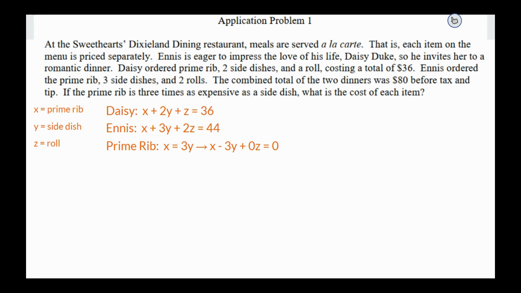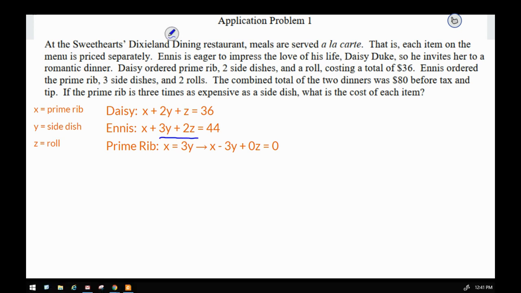That last one usually trips people up. Why does it look like that? Because the way they worded it, they said the prime rib is 3 times the cost of the side dish. So this is what they gave you, but then you want it to look like the other ones so that it isn't quite as challenging. I'm putting all the variables on one side. So if I subtract 3y, then I get x minus 3y, and there's no z, equals 0.